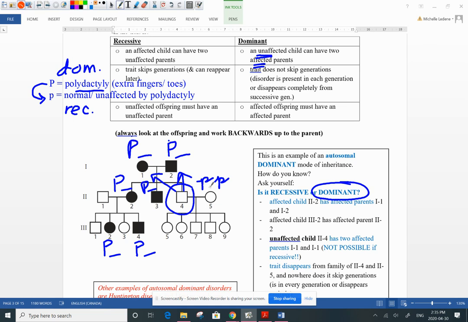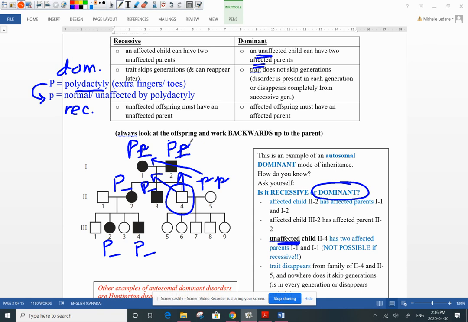So how did this kid come about? How do we have an unaffected child, yet both parents are affected? Well, guess what? This parent was heterozygous. They had that little p, the normal allele, and same with this parent. They had the normal allele.